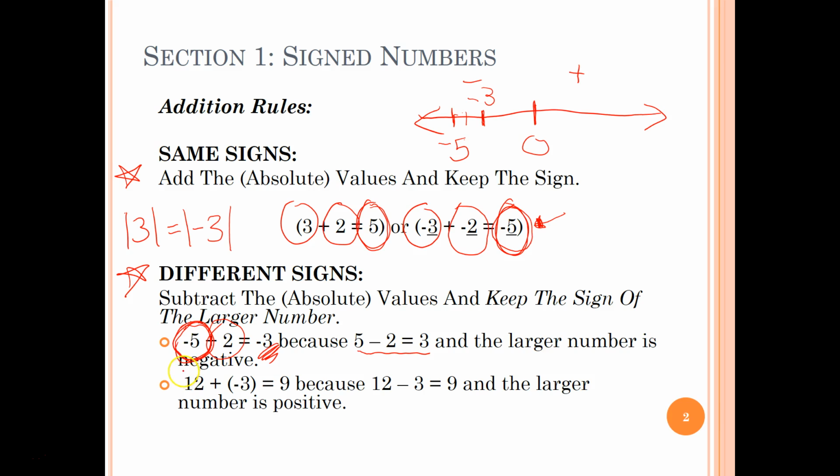So when we look at the next example, 12 plus -3, if we think about subtraction, 12 minus 3 is 9. And the reason that it stays positive is because 12 is positive and much larger than 3.